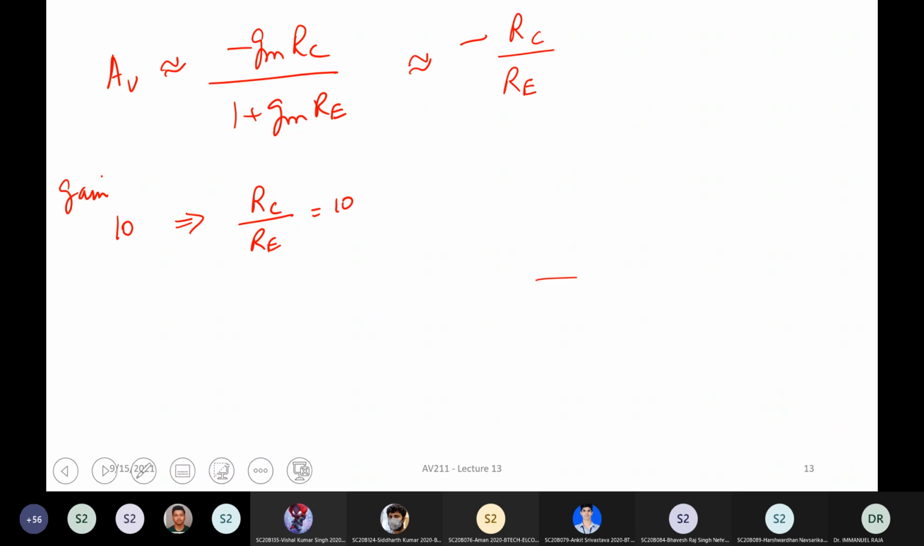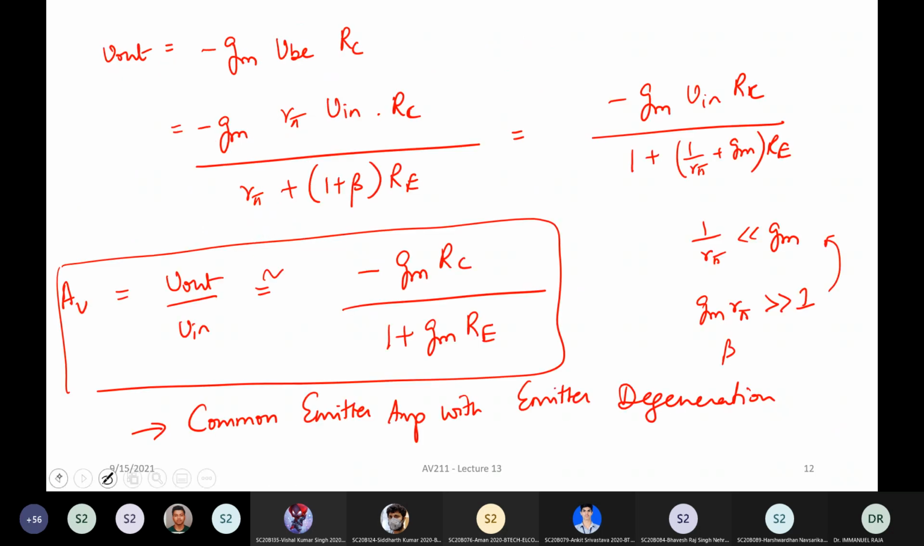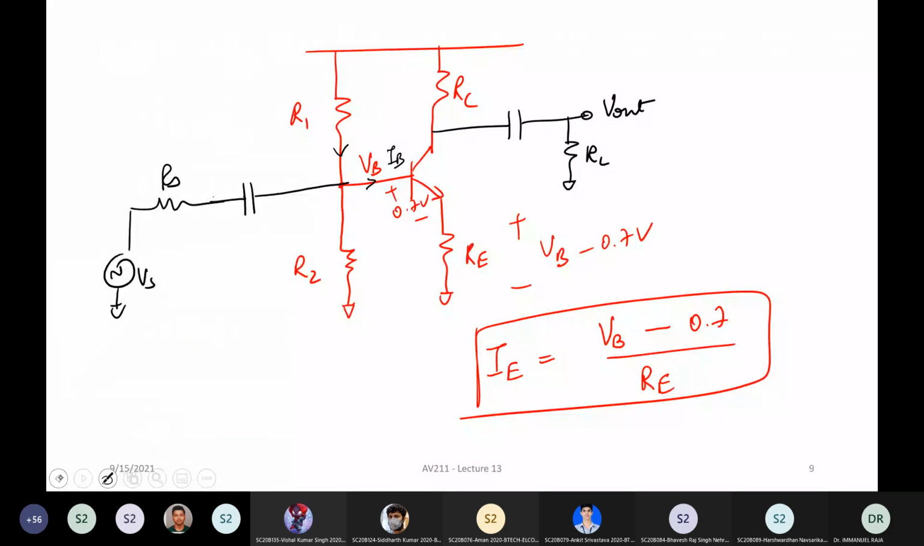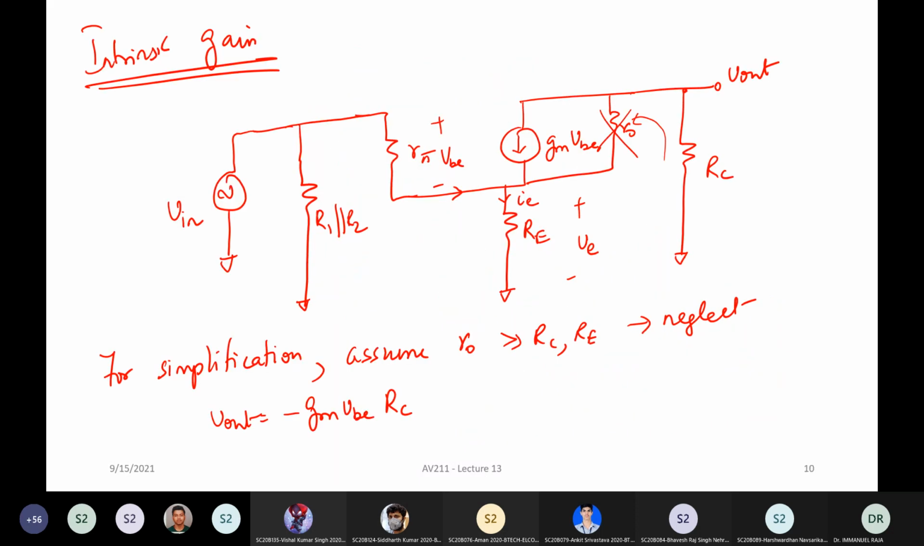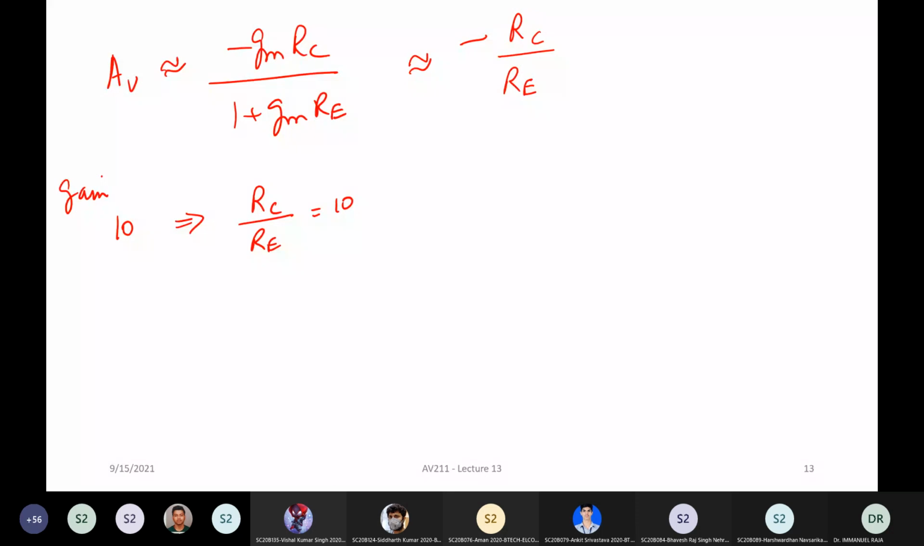That is to say, if you are going to use a resistor of 5 kilo ohm here and you want a gain of 10, your RE should be at least 10 times lower than that. That's a very approximate expression. The exact thing will be a little different. Okay, understood? So now this is how your gain is. Just keep in mind the gain is basically given by RC by RE. Any doubts, any questions?